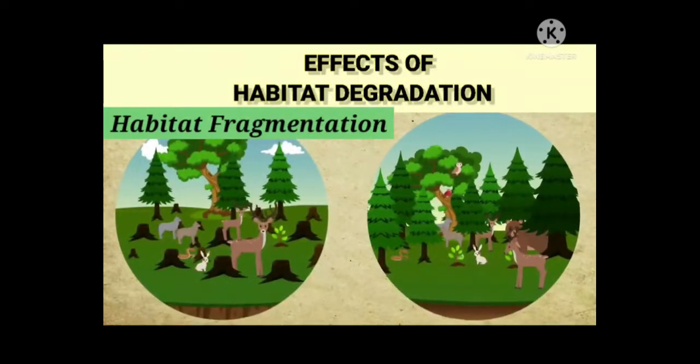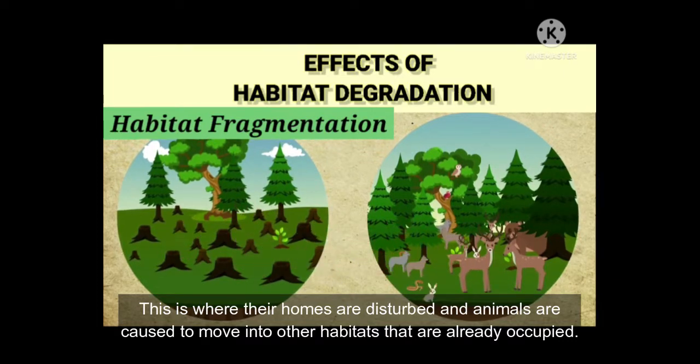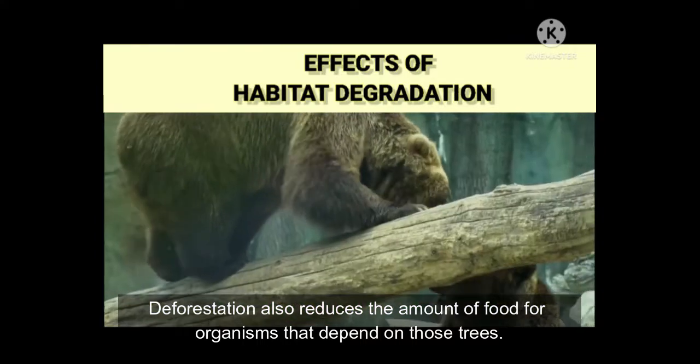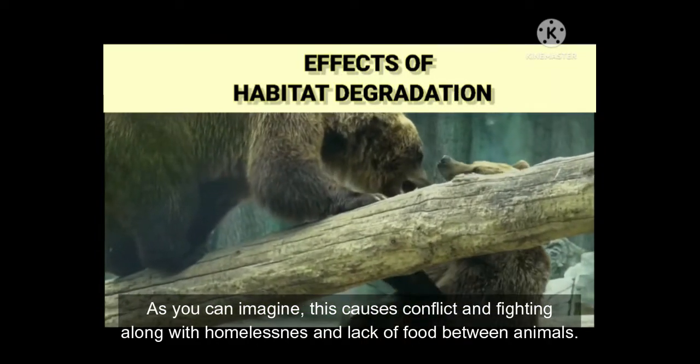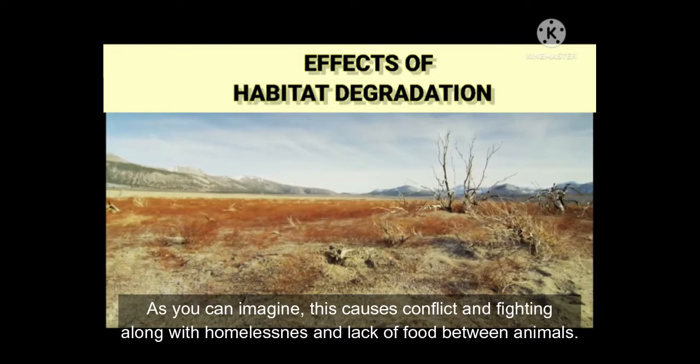Habitat fragmentation. This is where their homes are disturbed and animals are caused to move into other habitats that are already occupied. Deforestation also reduces the amount of food for organisms that depend on those trees. As you can imagine, this causes conflict and fighting, along with homelessness and lack of food, between animals.